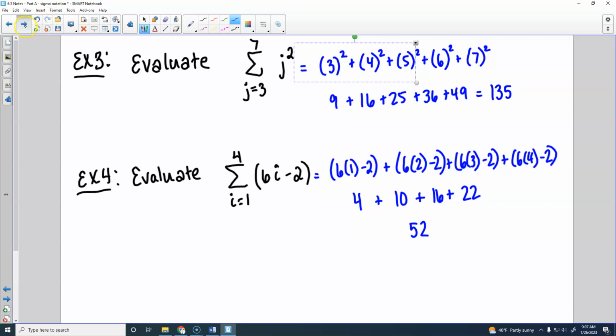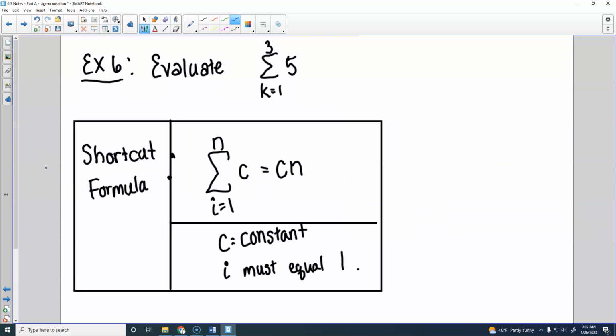All right. Okay. So let's look at this. We're going to start looking at some shortcut formulas. So I think this is always confusing. This is confusing with several things. It's even confusing with limits. I've got k equals 1, and I'm going up to 3, and I'm adding 5.